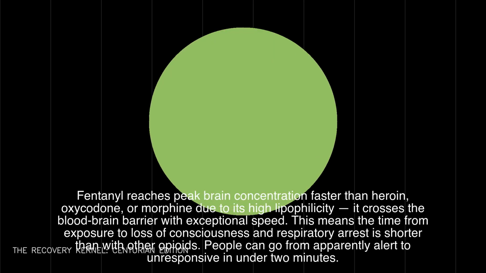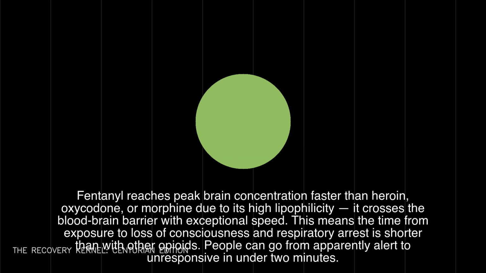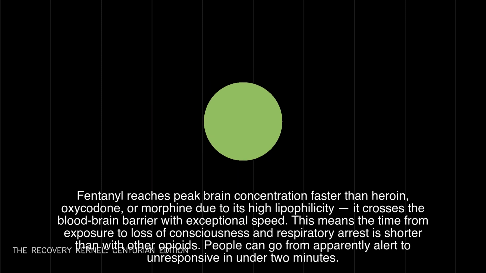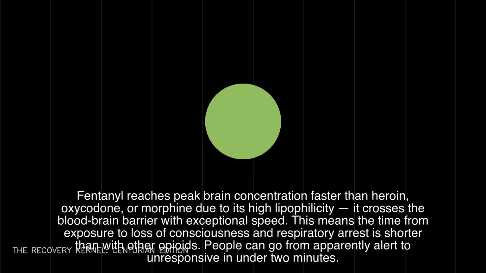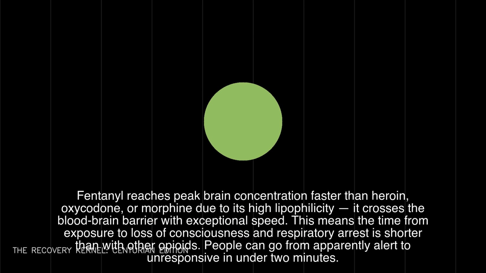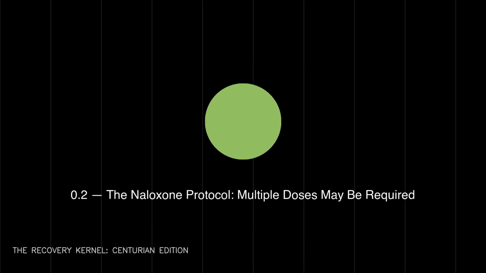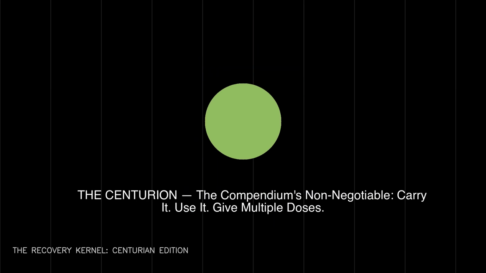0.2, The naloxone protocol: multiple doses may be required. The compendium's non-negotiable: carry it. Use it. Give multiple doses. The compendium states directly, carry naloxone, Narcan, if you or anyone in your household uses opioids. Available without prescription at most U.S. pharmacies. It is the difference between an overdose being survivable and not.